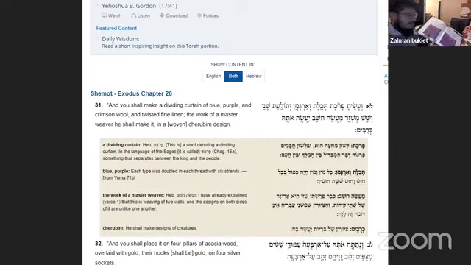Let's go into the Rashi. A dividing curtain, pareches. Pareches, this is a word denoting a dividing curtain. In the language of the sages it is called pargoid, something that separates between the king and the people. Blue and purple, each type was doubled in each thread with 6 strands. They had 6 strands, and it was a blue and purple together type color, as this picture shows, that type of purple.